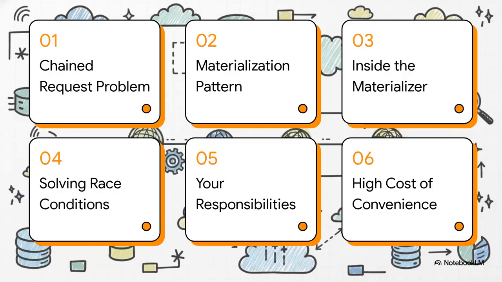All right, here's our game plan. We're going to start with the problem itself, what we call the chained request problem. Then we'll introduce the materialization pattern as the solution. After that, we'll peek under the hood of the tool that actually makes this all work. We'll tackle the really tricky stuff, like data consistency, and then we'll cover what you have to do as a developer. And finally, we'll ask the big question: is the convenience really worth the cost?